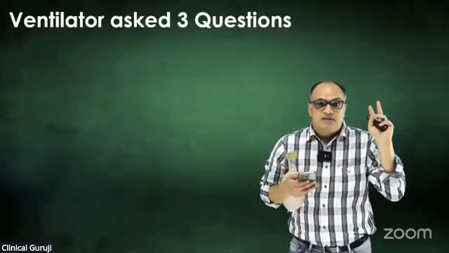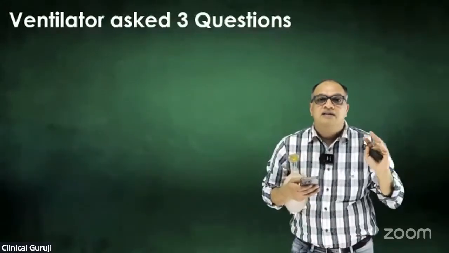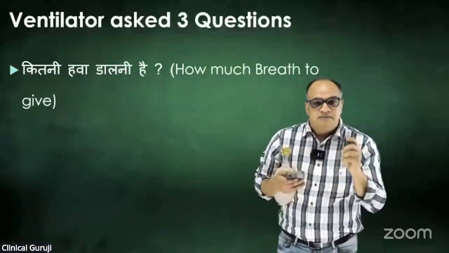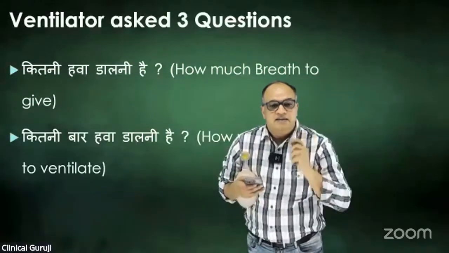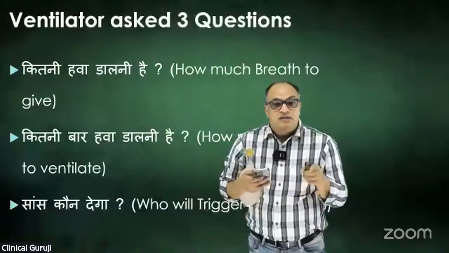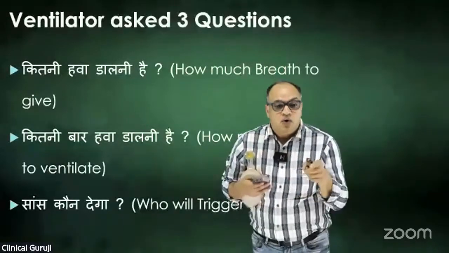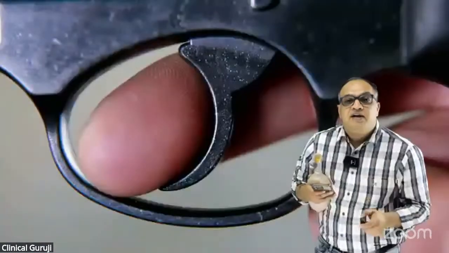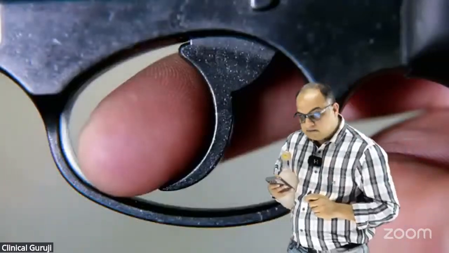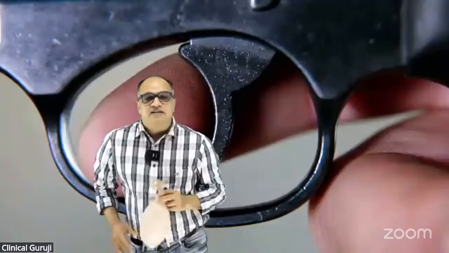Then perpendicular asked 3 questions this time. Previously it asked 2 questions. How much air to give and how many times to give. This time he asked how much air to give, how many times to give, and who will give the breath. Who will trigger the breath? Now let's understand the concept of trigger. What exactly is trigger?